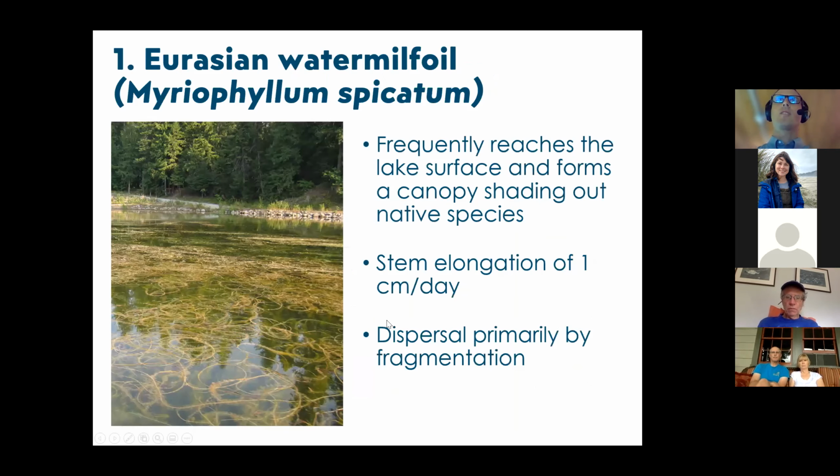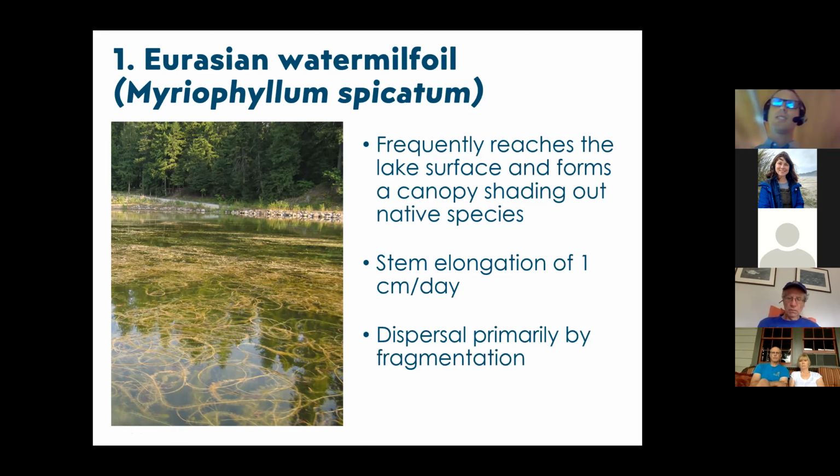And we are going to go into our first one, Eurasian water milfoil, which is one of the most common aquatic invasive species in our region. This is a submergent plant that grows from the bottom all the way through the water column and then can eventually get up to the top, like how you see here. At the height of the growing season, it is growing incredibly fast, up to 1 centimeter a day.